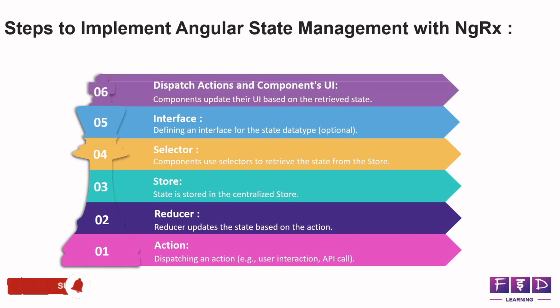And the last step is to dispatch action and update the UI. So in this step, we will dispatch the actions we have created, which will trigger the reducer to update the state. And the components will then use selectors to retrieve the updated state and reflect the changes in the UI. So with this, we have gone over the 6 steps for working with NgRx Store. Now let's put them into practice.